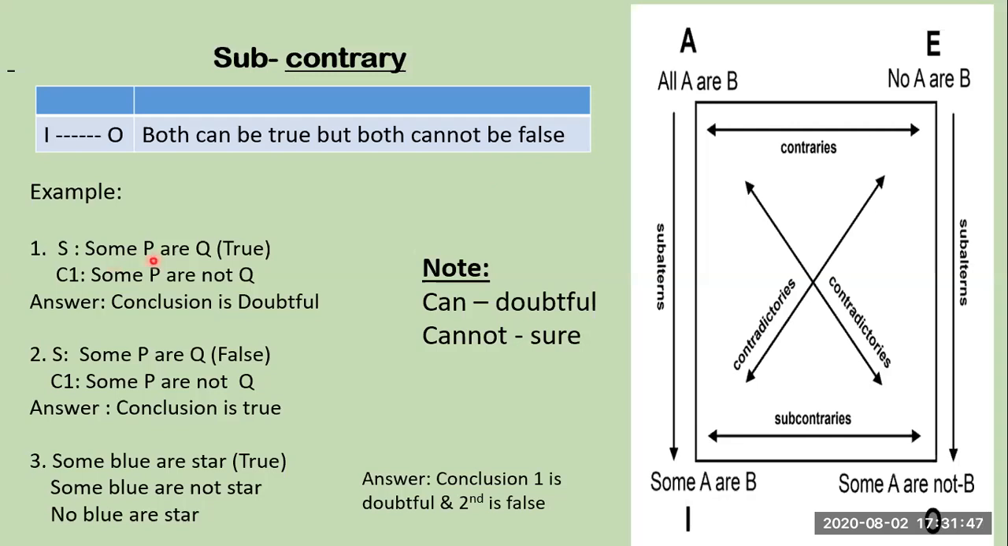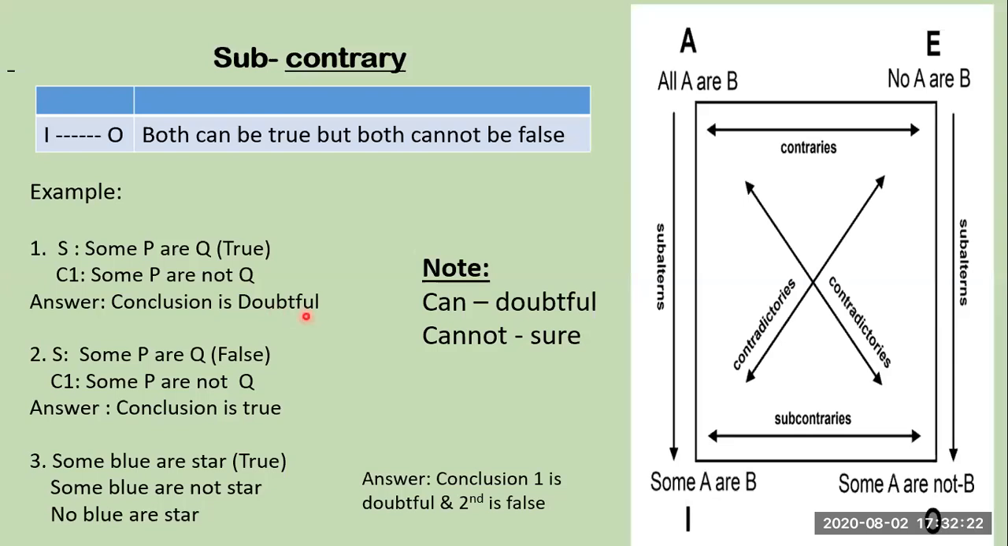Some P are Q. Some means I. Some P are Q and some P are not Q. Both statements are from the bottom, right? That is some and some not. Both are from the bottom, so it is called sub-contrary, and they're telling that it is true. So you can see here, both can be true. Clear? So again here, if A is true, B can also be true. But a small trick is we are taking the rule of can. So whenever it is can, just apply doubtful. So your conclusion is doubtful.